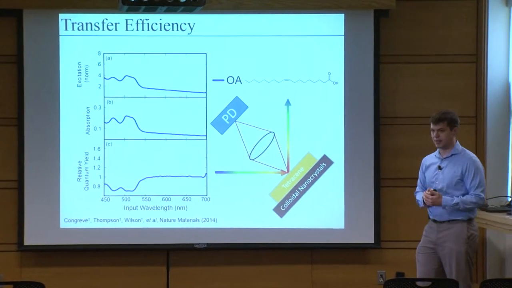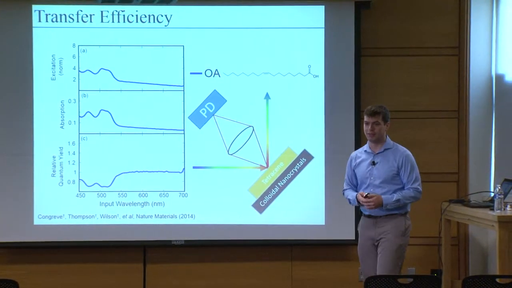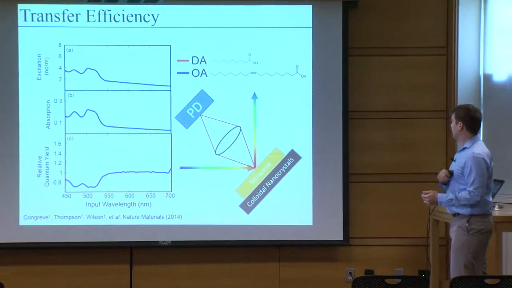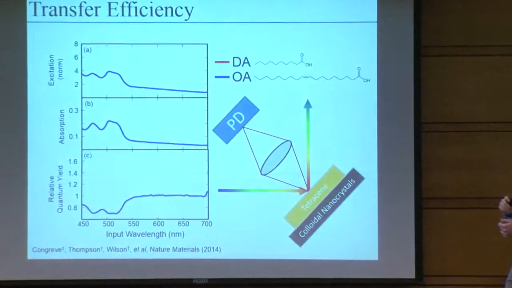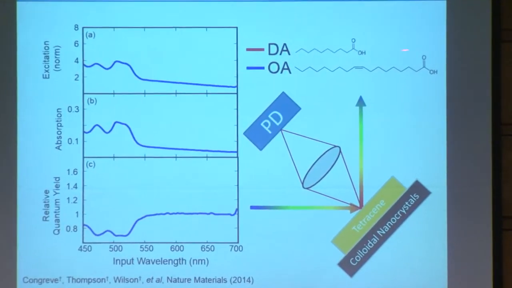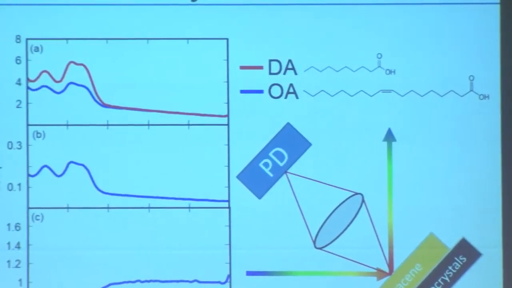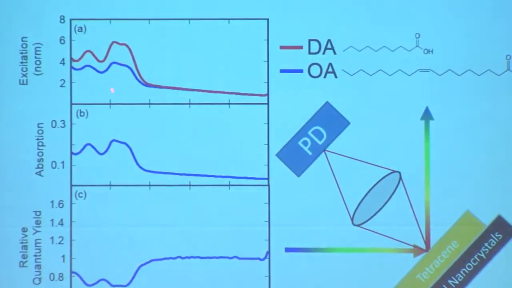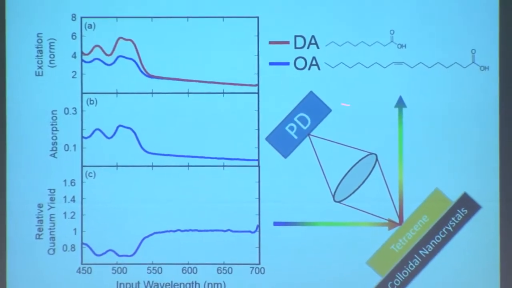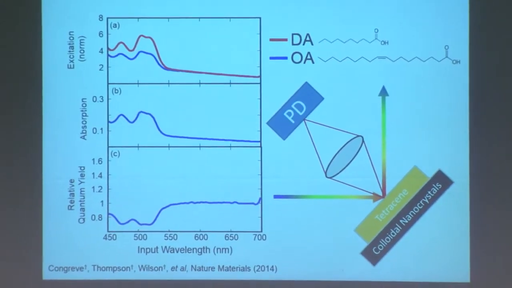And I'd like to say we discovered this because we're really smart and thought about everything, but it was completely by accident. But anyways, once we do what's called a ligand exchange, we rip off these long ligands and we put on this shorter one. We saw this curve. So now you see more emission when you excite the tetracene and the same type of emission when you excite the dot only.